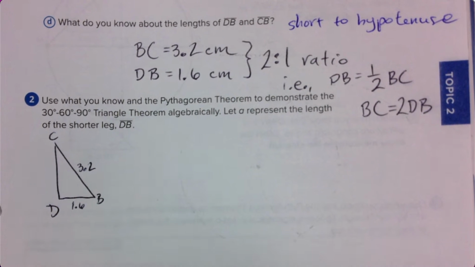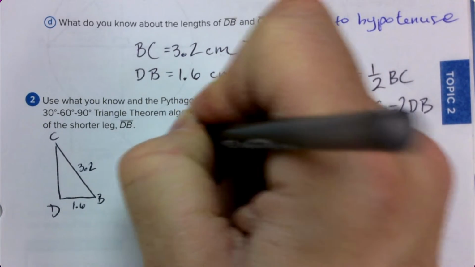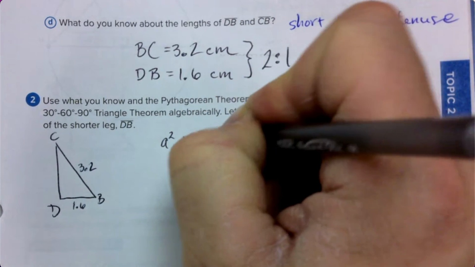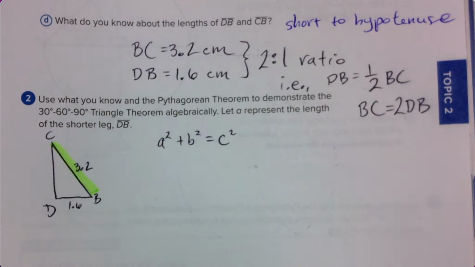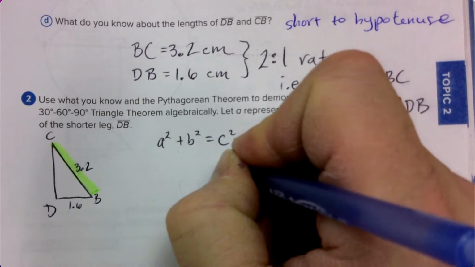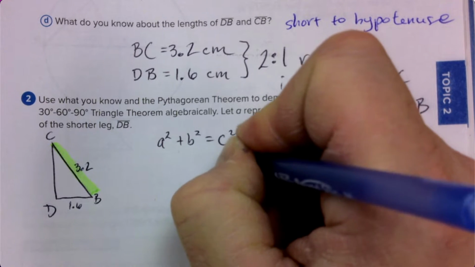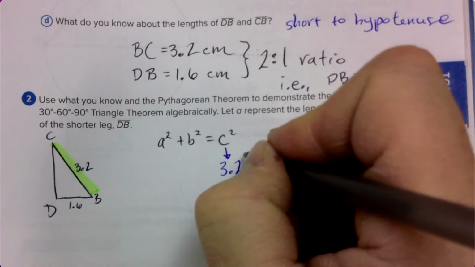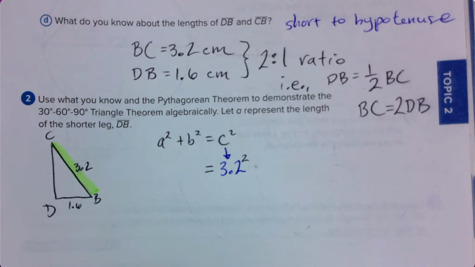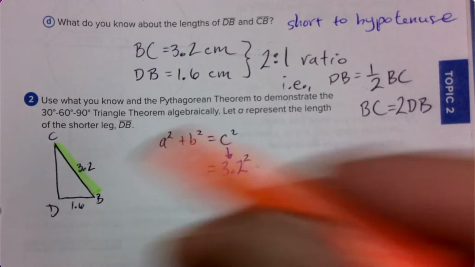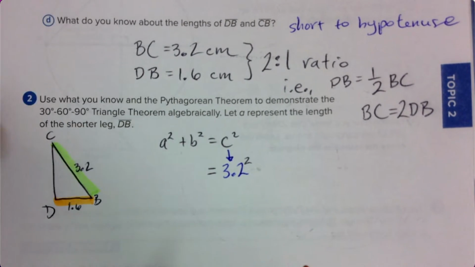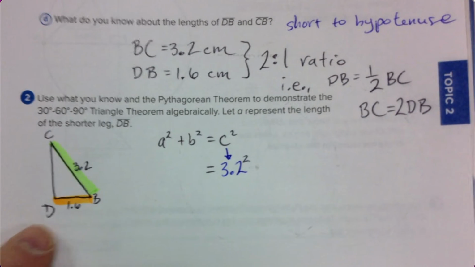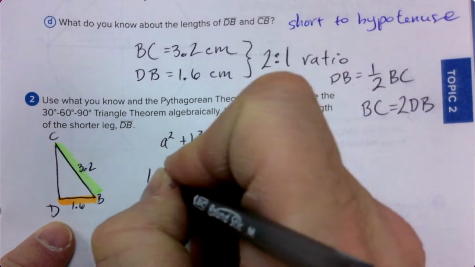And now I'm going to write what the Pythagorean theorem says. It says a squared plus b squared equals c squared. Well, this is meant to be c squared, so I'm going to rewrite 3.2 where c is. This is using substitution. It's still squared. It still equals. I'm going to say the short leg should be a. So small, medium, and long. The short leg should be a, so I'm going to put 1.6.